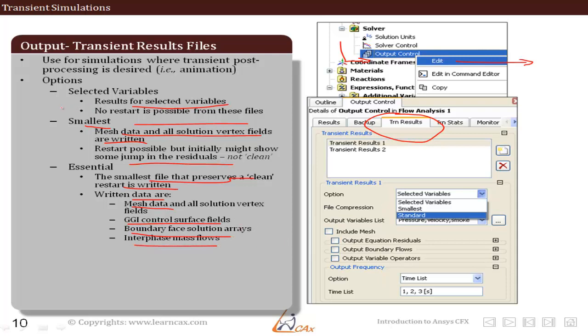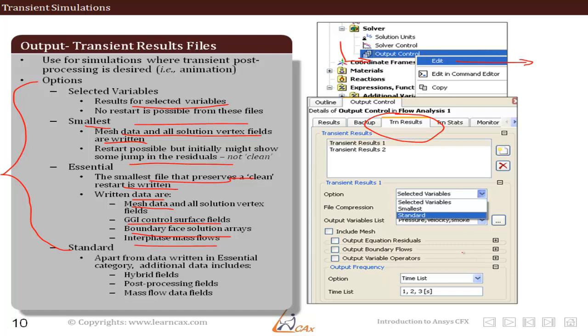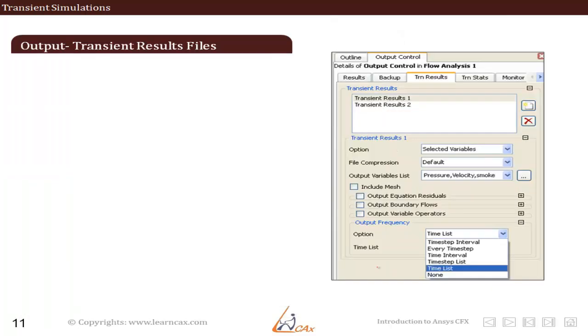These are the three results file writing options, which means after some specified number of time instants or time steps, what transient files will be written. That is the transient result file. Standard is another option, which means apart from data written in the essential category, additional data will be written, which is hybrid fields, post-processing fields, and mass flow data fields.